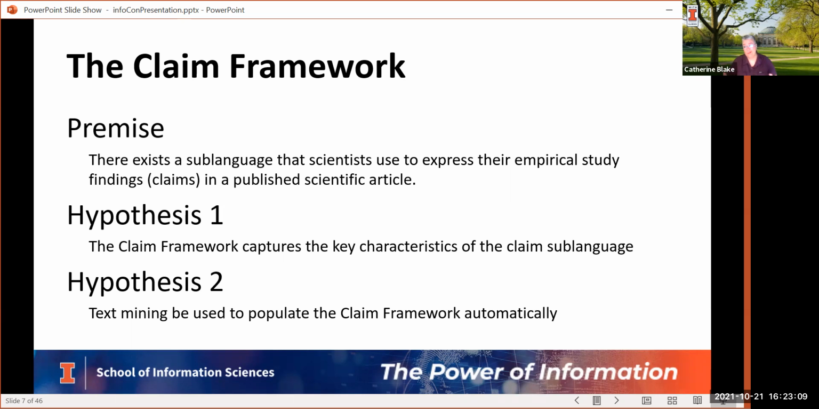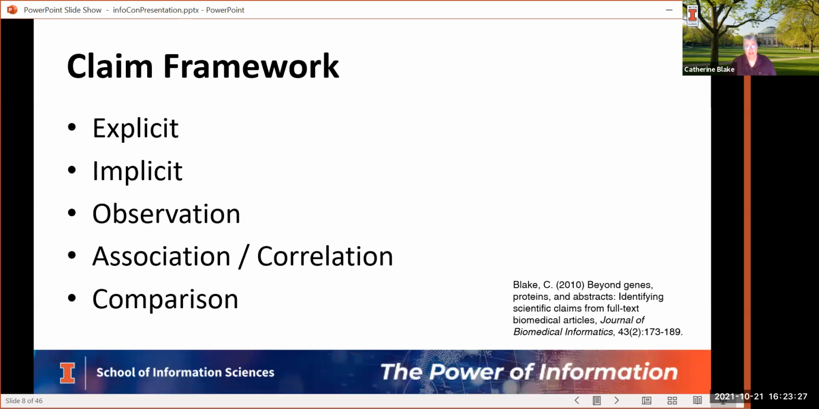And then, of course, did I mention that there's 440,000 abstracts on breast cancer? So coming up with the claim framework representations manually is not going to scale. So we need some sort of automated methods that can help us populate this claim framework. The framework has 5 different kinds of claims.